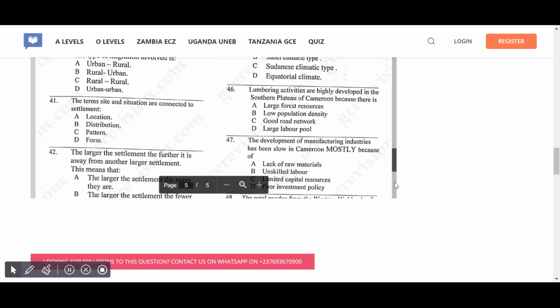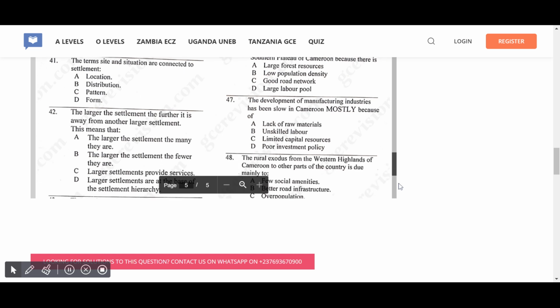Question 47. The development of manufacturing industries has been slow in Cameroon mostly because of... The answer is D. Poor investment policy.